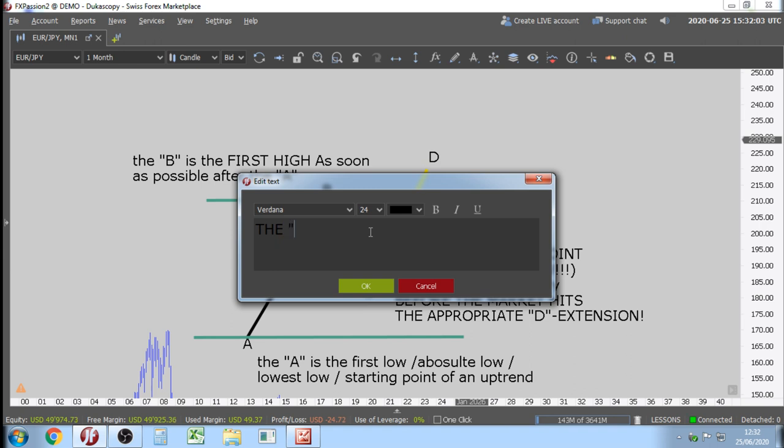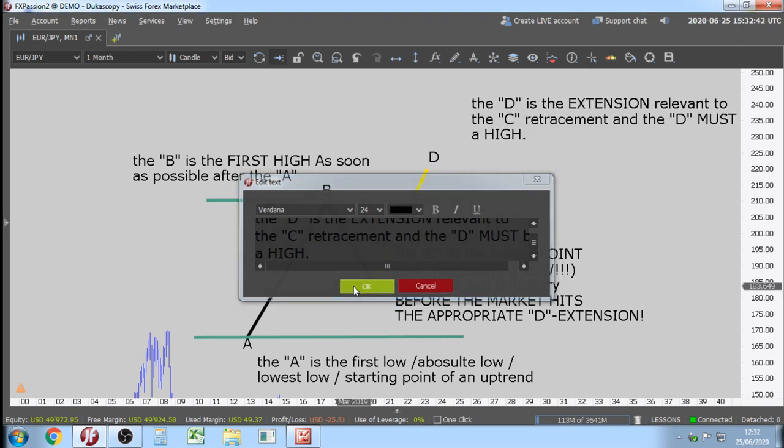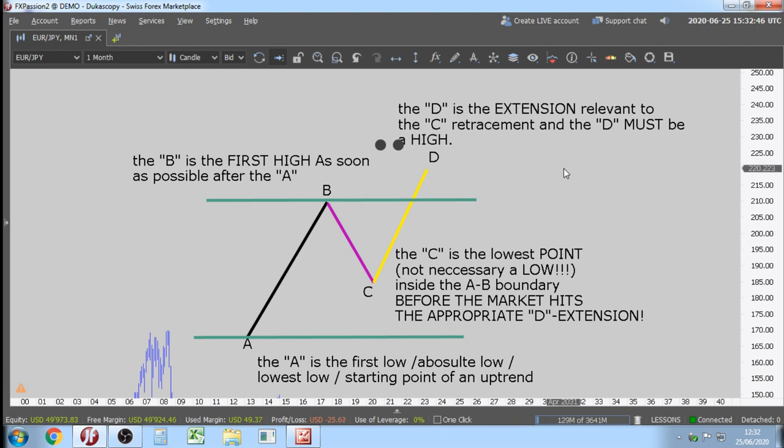Changing to the D: the D is the extension relevant to the C retracement, and the D must be a high. Okay, the D is the extension relevant to the C retracement and the D must be a high.